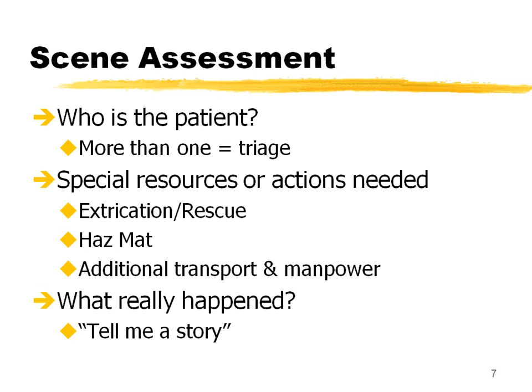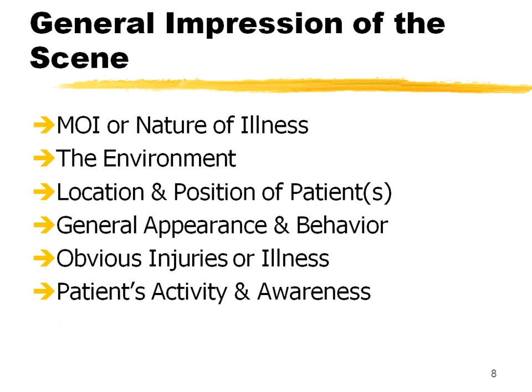So, again, special resources. Do we need extrication, rescue, hazmat, or just more people? Sometimes you just need more people. So, what really happened? Okay, general impression. What's the mechanism of injury or nature of illness? Whether you're coming on scene or walking into somebody's door, this is all the stuff you want to start looking for right away. What kind of environment am I walking into?